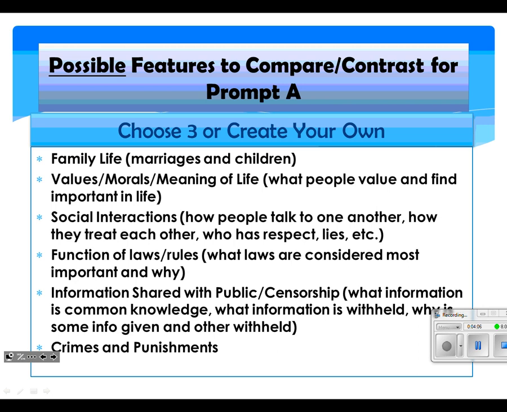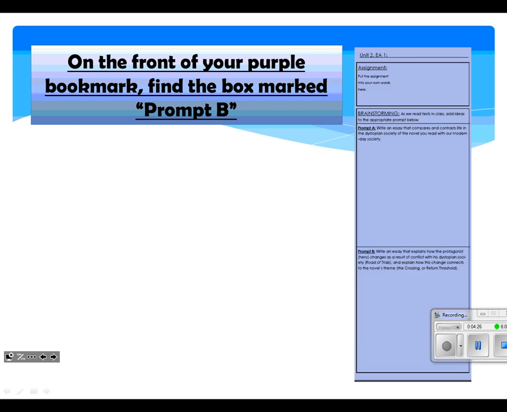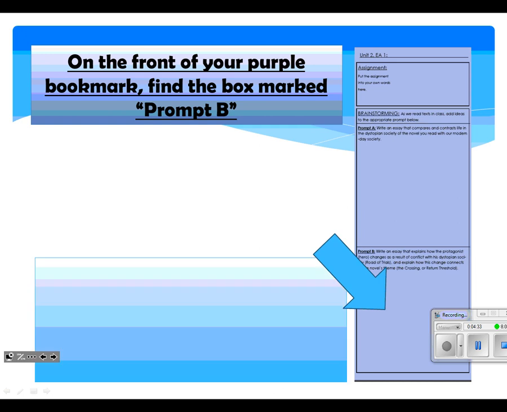So what you should have are 3 features on your purple bookmark that you would use to explain what we have in common and what we have that's different in the society, okay? Now what we're going to do is we're going to move on to that second possible prompt, okay? So maybe when you were doing the compare and contrast, it wasn't really sparking your interest. Maybe you think you're going to have trouble with that one. So there's also prompt B that you can choose. Prompt B falls right below on the purple bookmark, and we're going to do something very similar to it.